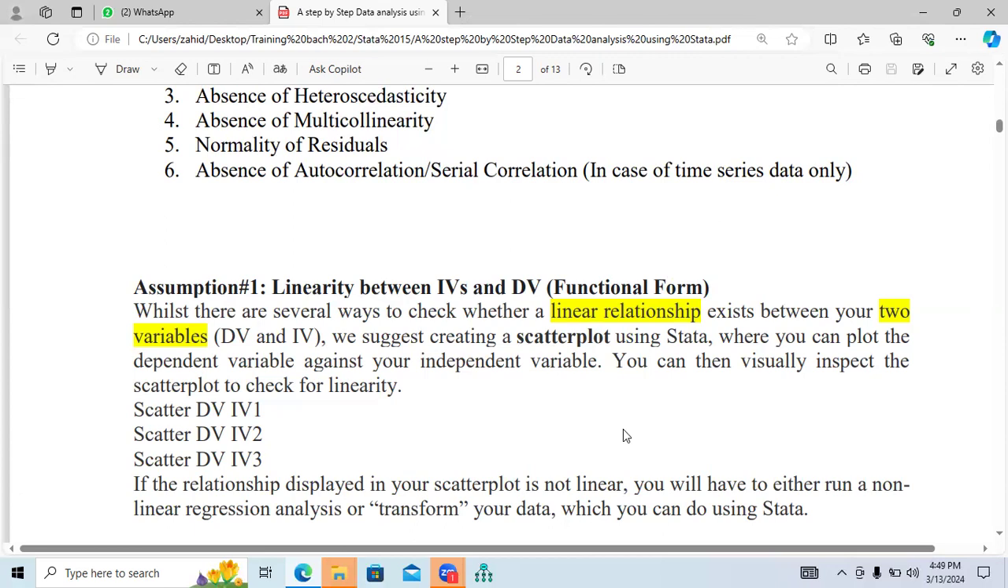But if the relationship is not indicated by a linear or straight line, then we cannot consider it as a linear relationship. Sometimes a curved relationship is there, sometimes a parabola relationship is there, but according to that assumption, there should be a linear relationship. So the first thing that we need to do is consider a scatter plot using Stata, where we can plot the dependent variable against the independent variable. You can then visually inspect the scatter plot to check for linearity.